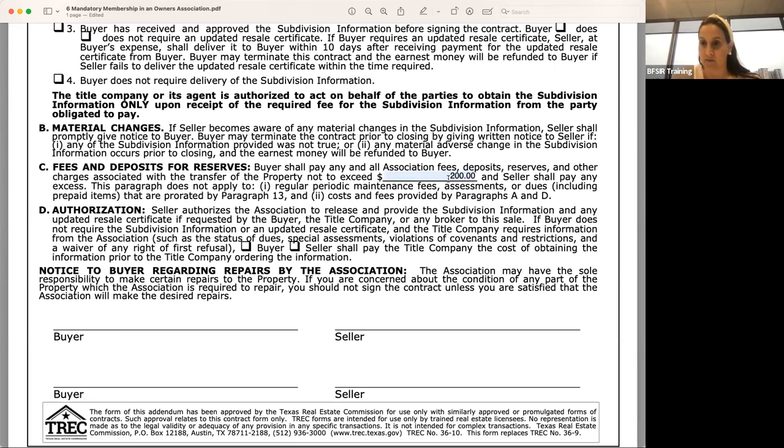You can negotiate this, right? If you know it's $2,000, you can say, well, we want you to split it with us. So you need to pay $1,000 and we'll pay the other. Does that make sense? Okay.